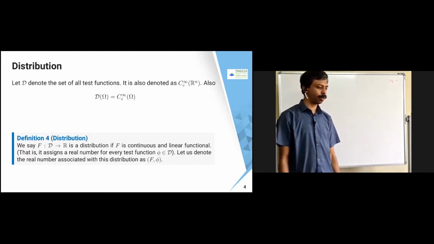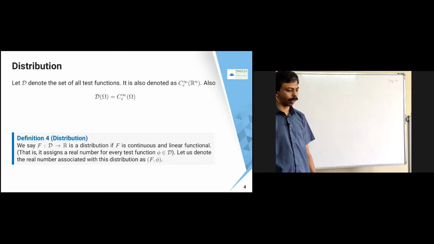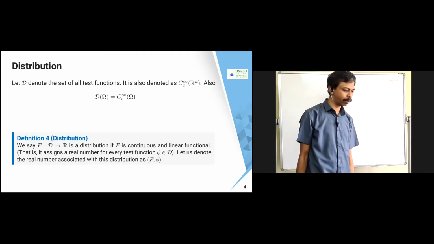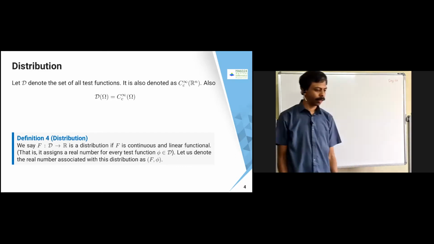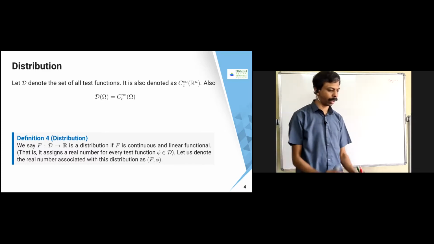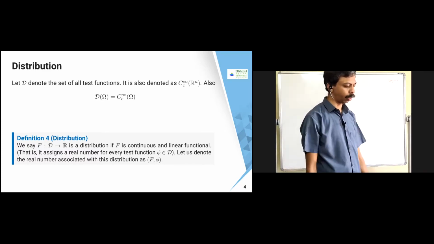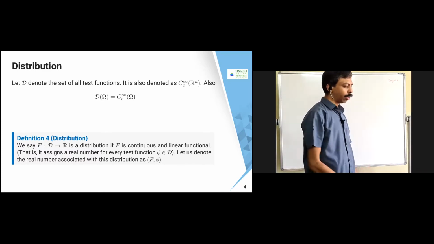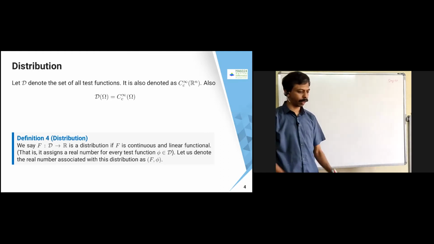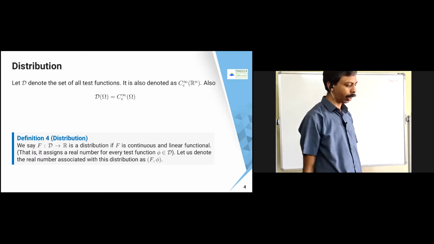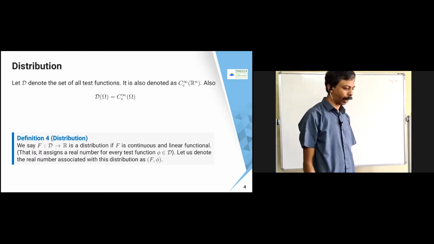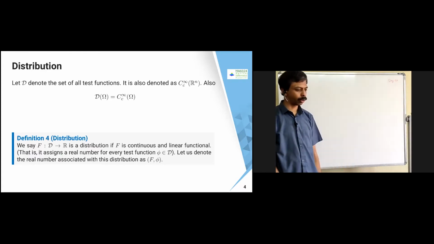Then we define the distribution. The distribution is nothing but a linear functional, which is mapping from the set of all test functions to R. We assign some kind of inner product or linear functional. We just assign some real number. So we denote that with the inner product symbol, as in some texts, open bracket f comma phi. So that is the notation we use.